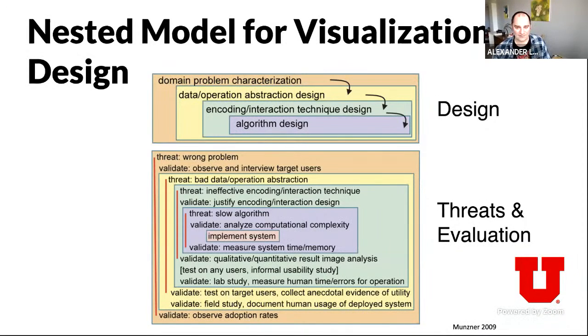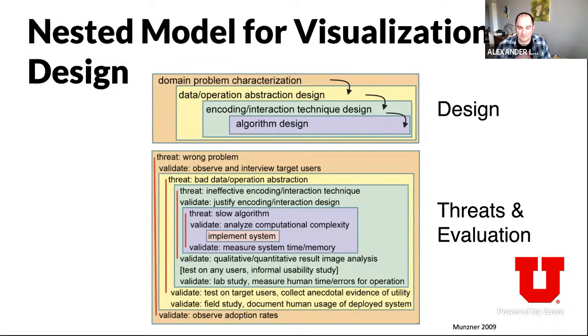On the domain problem characterization level, the threat is that you are working on the wrong problem, and immediately you can validate this by observing and interviewing your target users and making sure that this is in fact the right problem to work on. Of course, this only tells you so much. Your target users are a small group, so after you've run the whole cycle, here at the bottom, you can see that you can also validate that you worked on the right problem by observing adoption rates. But to be able to do that, you have to run through the whole process.